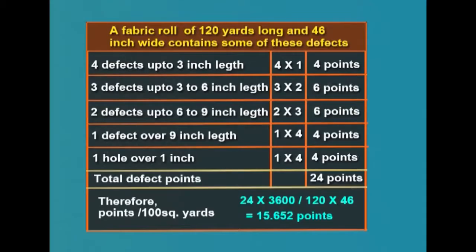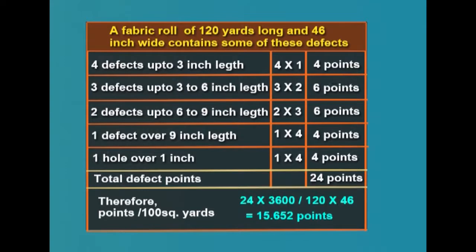For example, a fabric roll of 120 yards long and 46 inches wide contains some of the defects which are given in the chart. It is having 4 defects up to 3 inches length. So, the penalty points are 4 into 1, that means the total penalty points are 4. And 3 defects from 3 to 6 inches length are there. So, 3 into 2 and total points of 6, and again 2 defects from 6 inches to 9 inches, and it is going to be 2 into 3. So, we are getting around 6 points there, and 1 defect over 9 inches length.